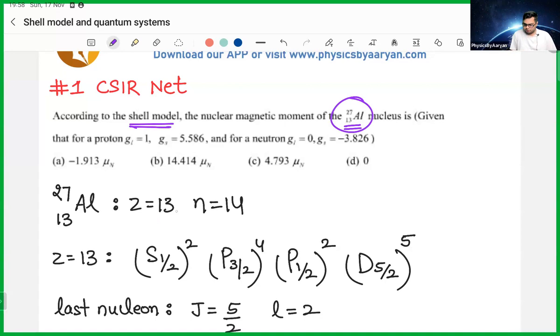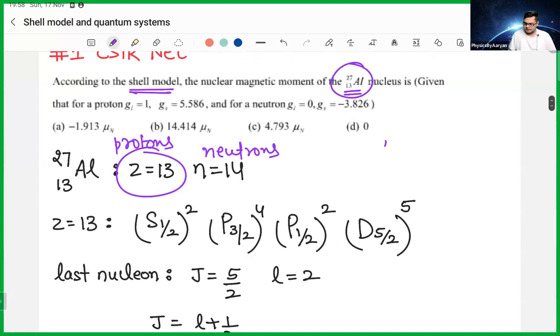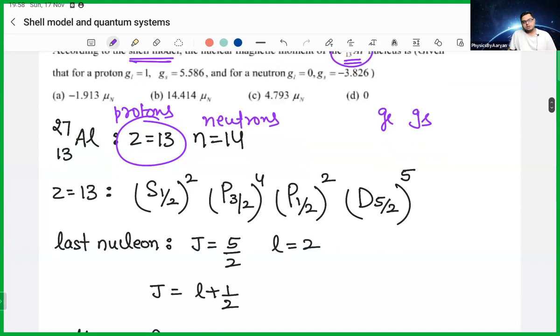For the neutrons I don't have to worry because the number is even, so all of them will be paired up. So no spin, no nuclear magnetic moment, nothing. What I need to worry about is this one, Z equals 13. Because of neutrons nothing is happening, but because of the protons, spin and magnetic moment are coming. Yes, gL and gS are ratios. They do not have any dimensions.